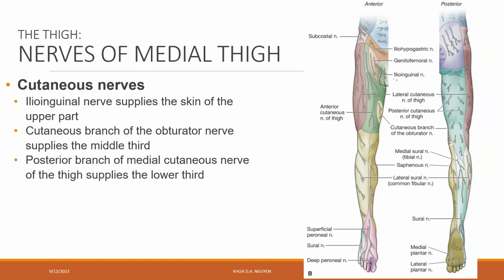And those three nerves are going to be the ilioinguinal nerve, which supplies a very, very small region over here. And then you have the obturator nerve that is going to supply this part right here. And then finally, the posterior branch of the medial cutaneous nerve of the thigh is going to supply the lower third.